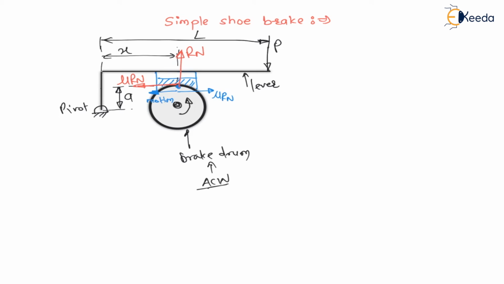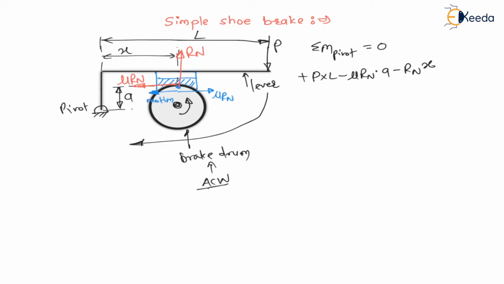Now for such a condition, let us check the summation of moments about the pivot equal to 0. As the direction of rotation is changed, the direction of friction will change, right? Now this P into L will be in the clockwise direction. The applied effort P is creating moment in the clockwise direction about the pivot. The frictional force mu Rn is creating moment in the anti-clockwise direction, therefore minus mu Rn into a. And this normal reaction Rn is also creating moment in the anti-clockwise direction, therefore minus Rn into x is equal to 0.